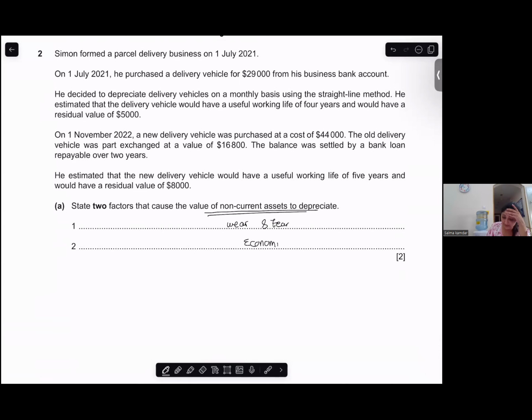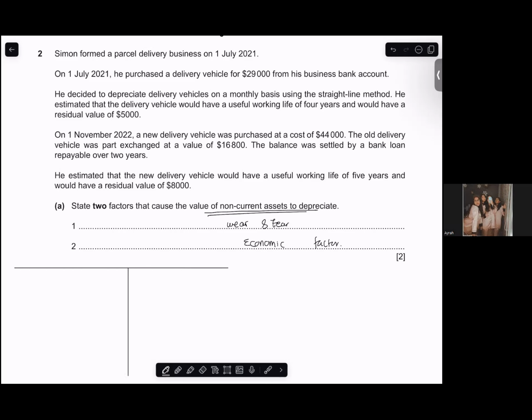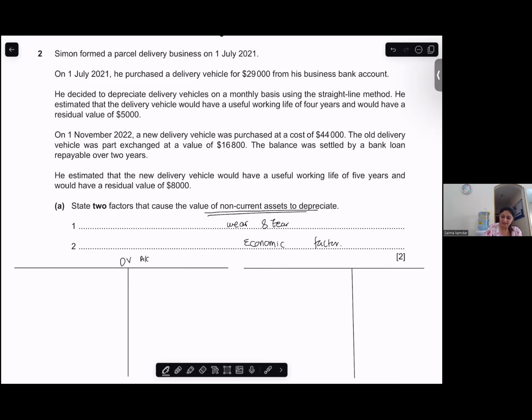Okay, fine. The second part of this question, we are asked to prepare the delivery vehicle account, and the second thing that we are asked to prepare is the provision for depreciation for delivery vehicle. Are you with me? Yes, miss. Okay. Can you read the question, please?